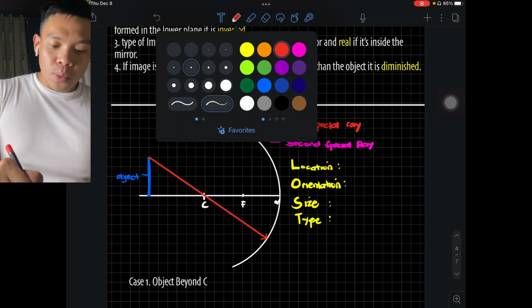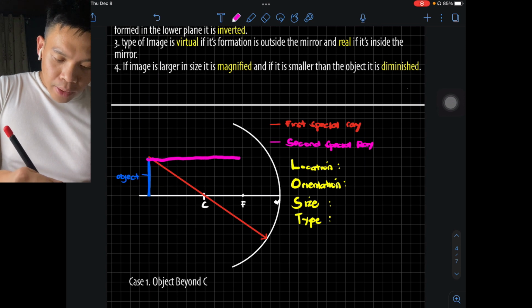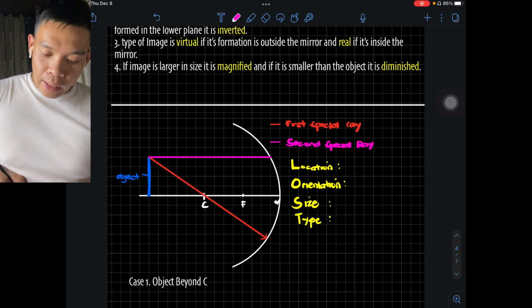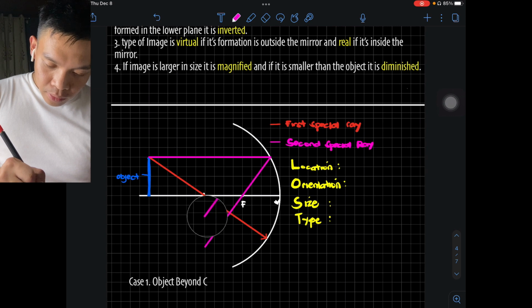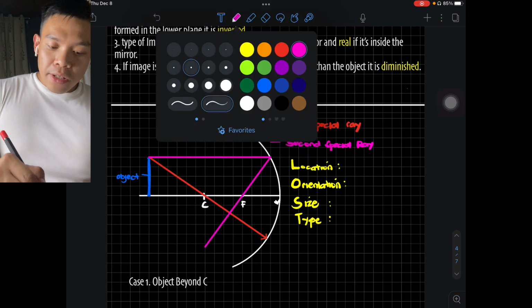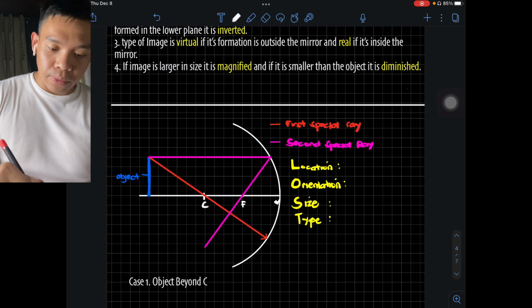And the second special light ray that we have here is that from the object, it passes through our mirror, then it intersects our focal point. So this is our focal point, and there we have it. And the intersection of the lines represents our image. So this is our image location.